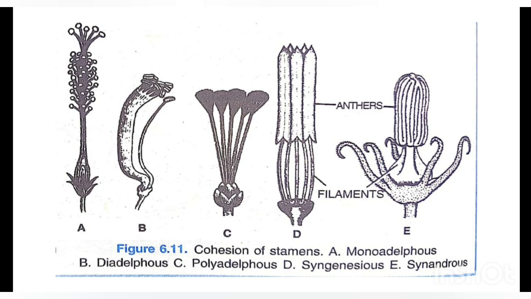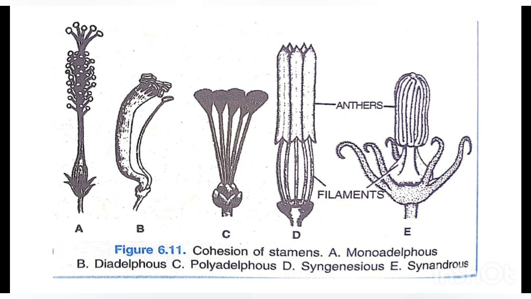So these are the different cohesions of stamens. The first one is monadelphous, which is present in Malvaceae or hibiscus. Then diadelphous, when the stamens are grouped into two bundles. Polyadelphous, into many bundles. Then the syngenesious condition, when filaments are free but anthers are fused. Then the synandrous condition, when the filament and anther are fused throughout their length.